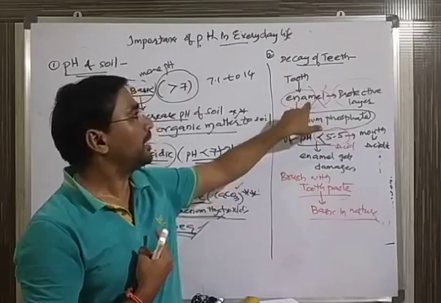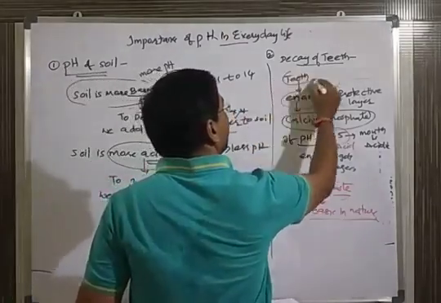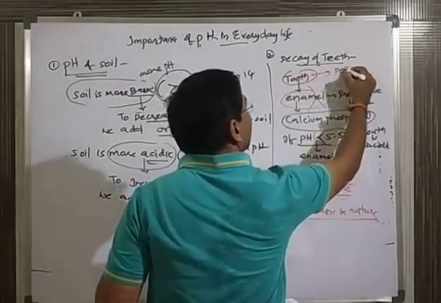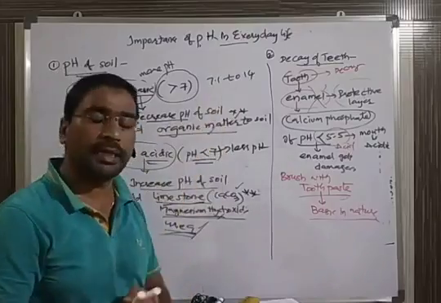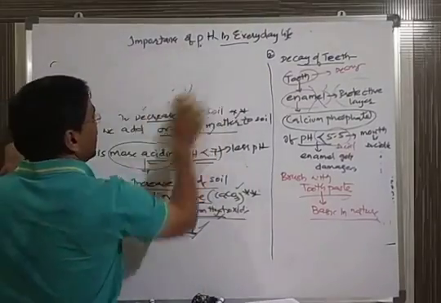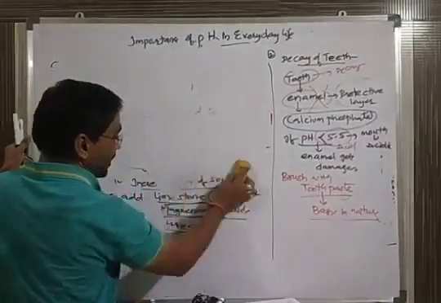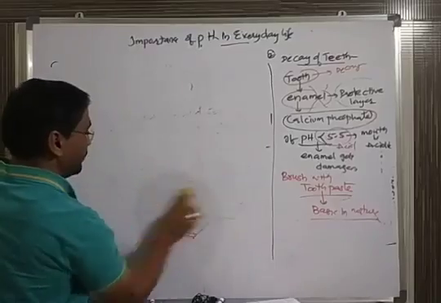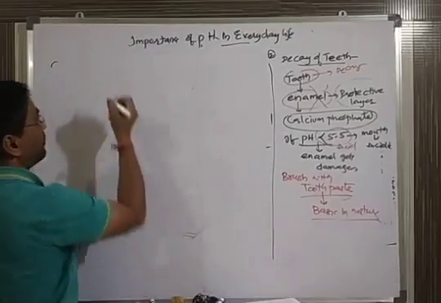When the protective layer is damaged, it causes the teeth to decay. So this is the second importance of pH. So everyone, the pH is very important. Tooth decay is compulsory and important.